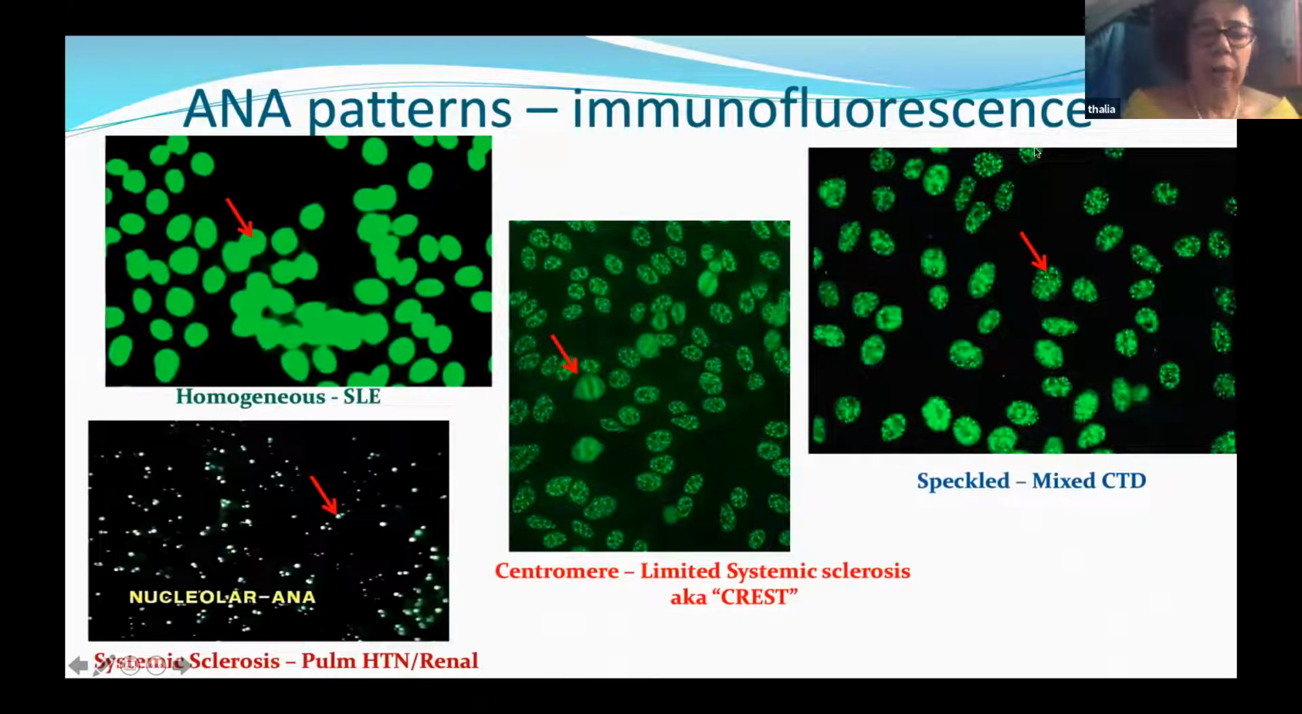So this is how they look. Homogeneous is on the left, nucleolar, which we see in systemic sclerosis, below that. Centromere, we see this in scleroderma, and speckled in the mixed connective tissue disease. Next, please.